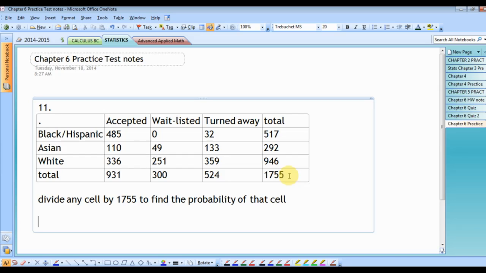Question A. Estimate the probability that a randomly selected applicant would be white and turned away. So we want the probability. We're going to let W be equal to white student, A is equal to Asian student, B/H is equal to Black Hispanic.